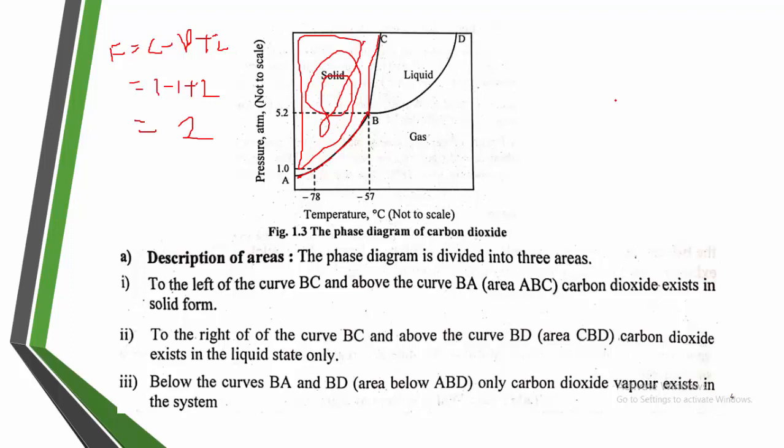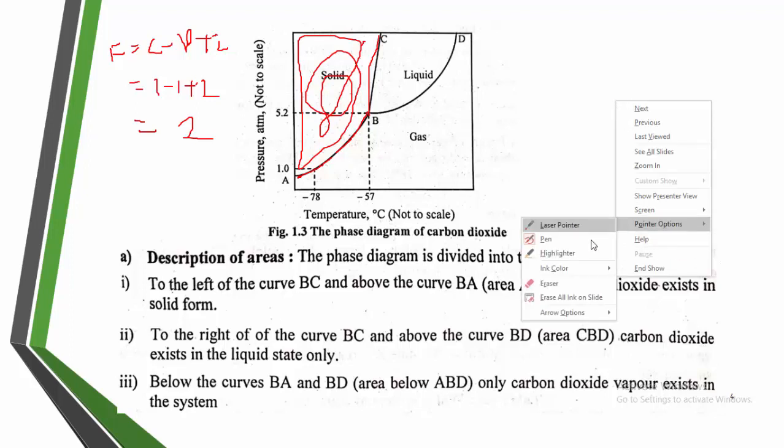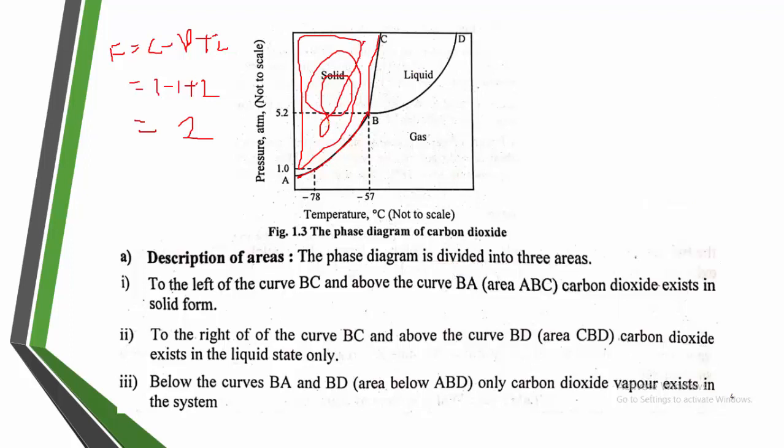Next, I will change the color of this pointer. Now the second area is right of the curve BC, meaning this one is the BC, up to this area, and then above the BD. So this is the area. Again, we can consider this area B, C, B, D.